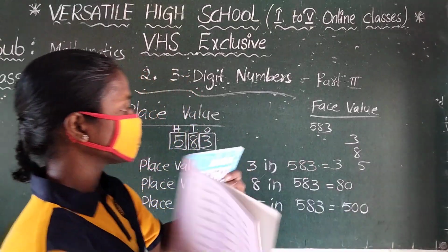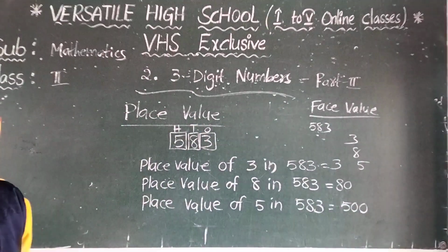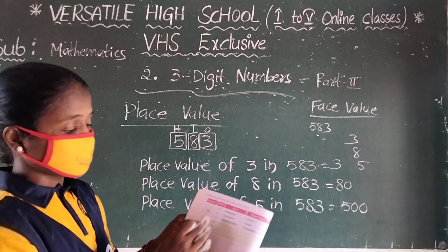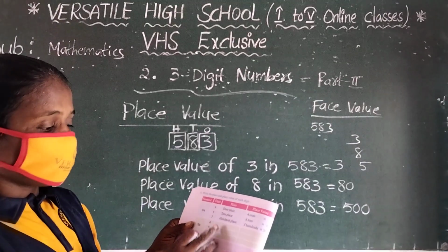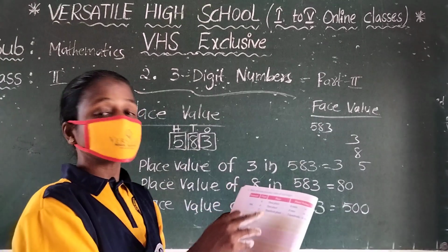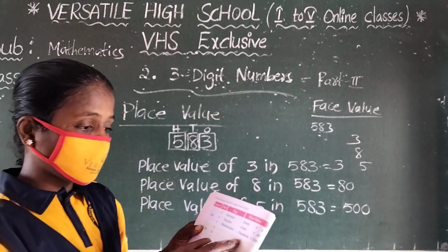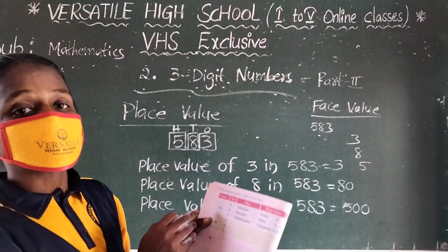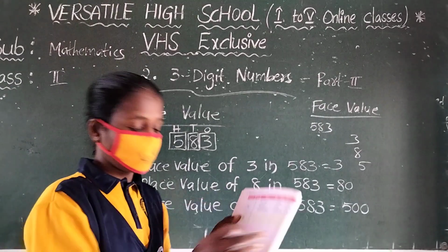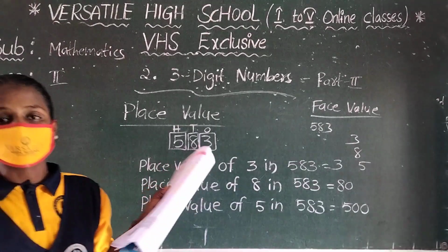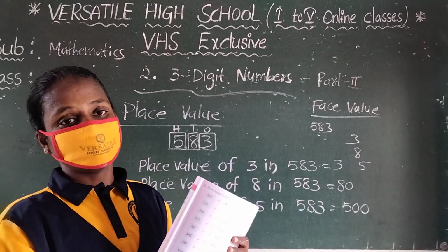Now we are going to 786. The digits 6, 8, 7 are already given. What do you write? Ones place, tens place, hundreds place. Same here. But what do you write? 6 ones, 8 tens, 7 hundreds. Just fill that in completely in your textbook.